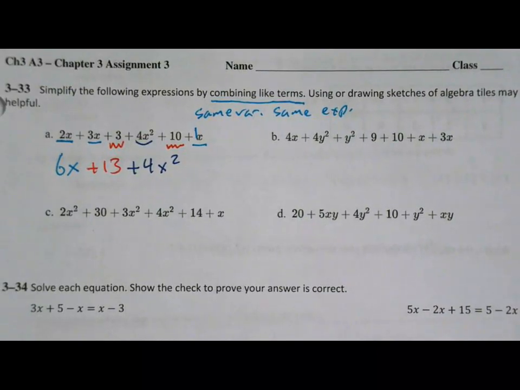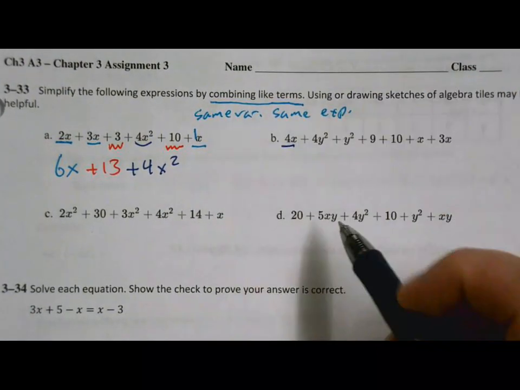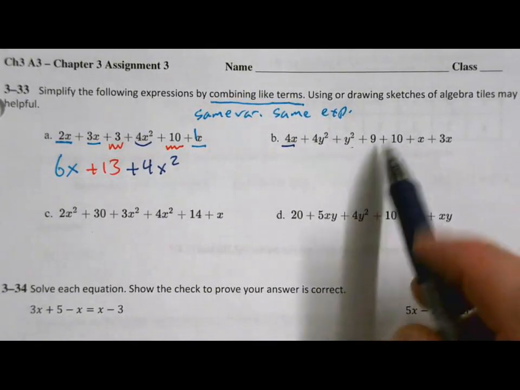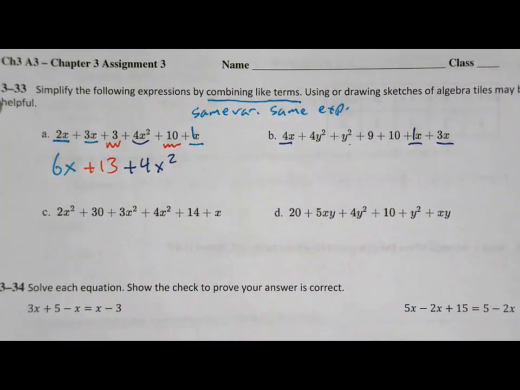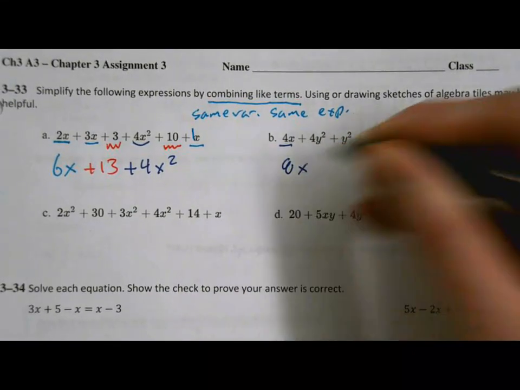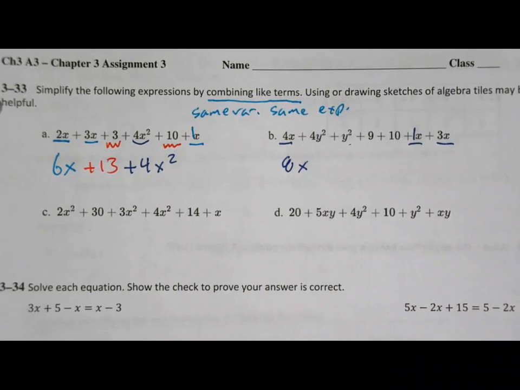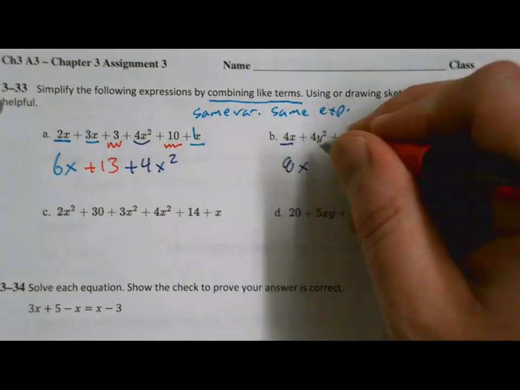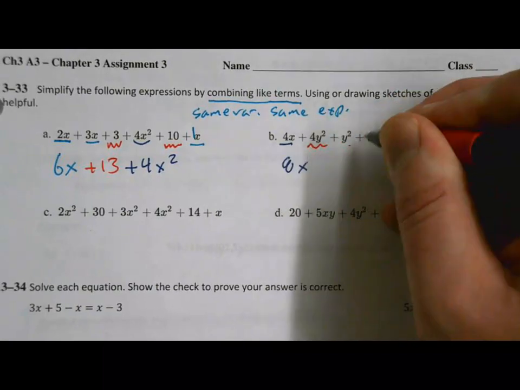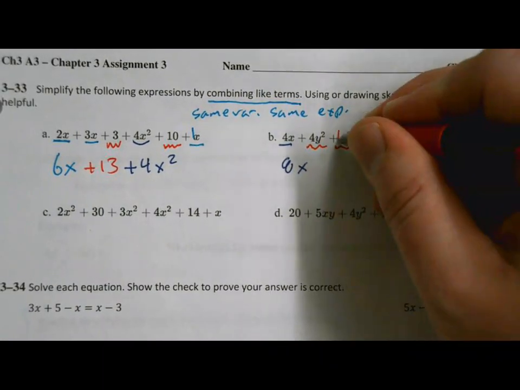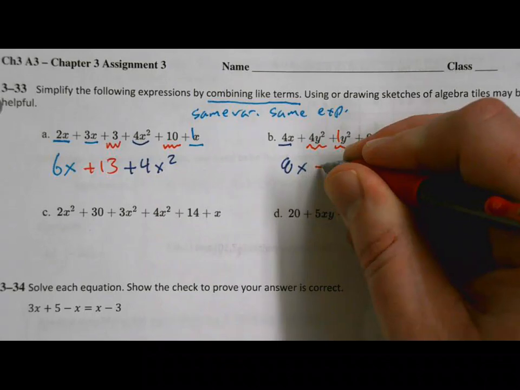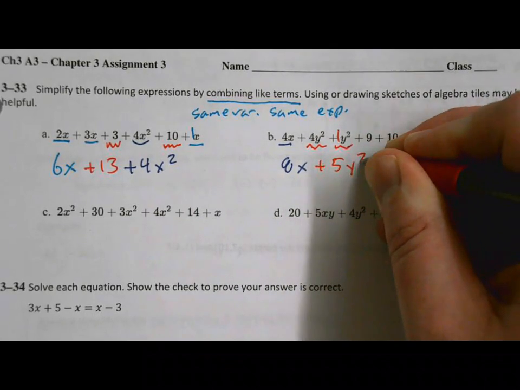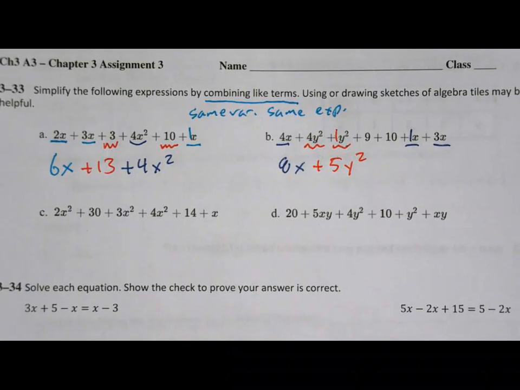Number 2, we'll go through and do the same thing. I see a 4x, the y's are different, these don't have any x's. I've got an x here and here. So 4x and 1x and 3x. 4 plus 1 plus 3 is 8. 8x's all together. And then I've got some y squareds here and here. So that's 4y squared and 1y squared. 4 plus 1 is 5. Remember, when you combine the variable, the exponents don't change.